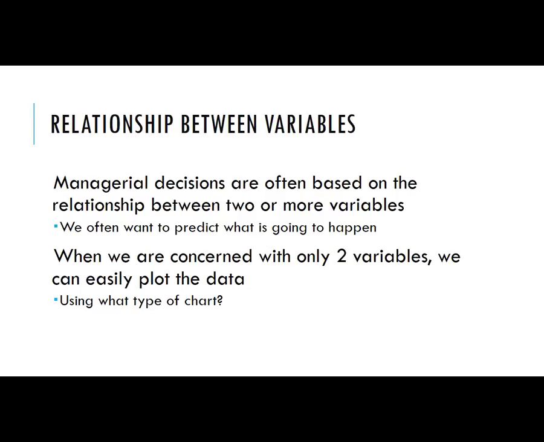So when we're concerned with only two variables, we can easily plot the data. Now we did this back in Unit 2, so you should know what type of chart we want to use. Take a second, think about it, and I'll let you know if you get it right. So hopefully you said scatter plot. We have an X and a Y axis, and we plot the dots as the pairs of X's and Y's in the coordinate plane.